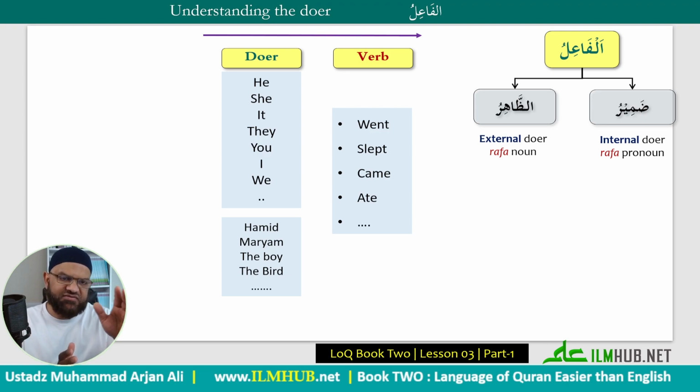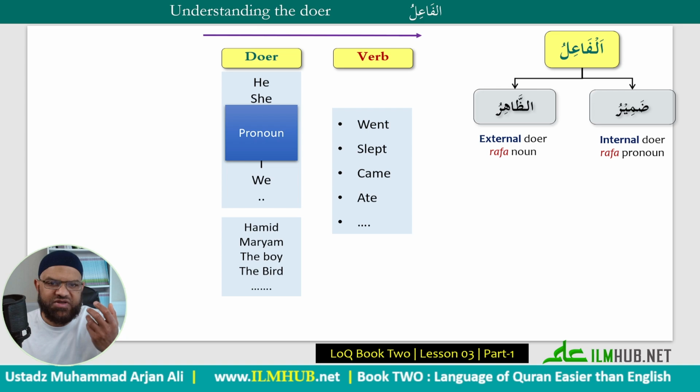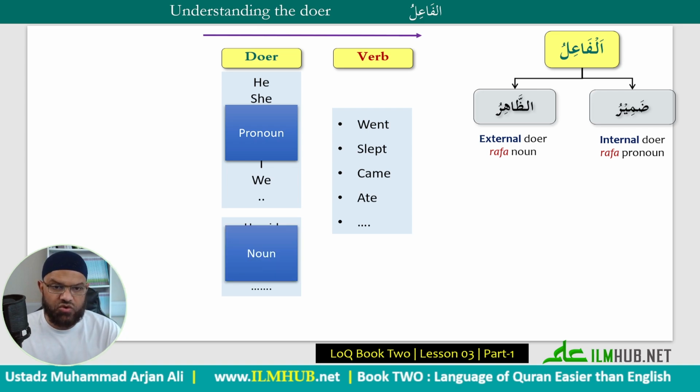And then you have the verb. So, for example, he went, she slept, I came, you came, we ate, Hamid ate, Maryam came, etc. So you put your verb then, and then whatever else you want to put in. So this is the structure. So the doer in English can technically be a pronoun, and there are many different types of pronoun. And of course, it could also be a noun. Noun meaning a name of a thing, a person, an entity. Then the verb comes. In Arabic, this is also exactly identical except for the ordering.